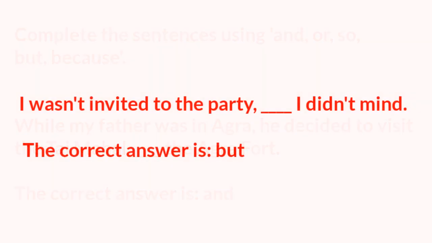Next one. I wasn't invited to the party dash I didn't mind. Two contrasting things. Okay. So what is to be done? We should use the conjunction but.